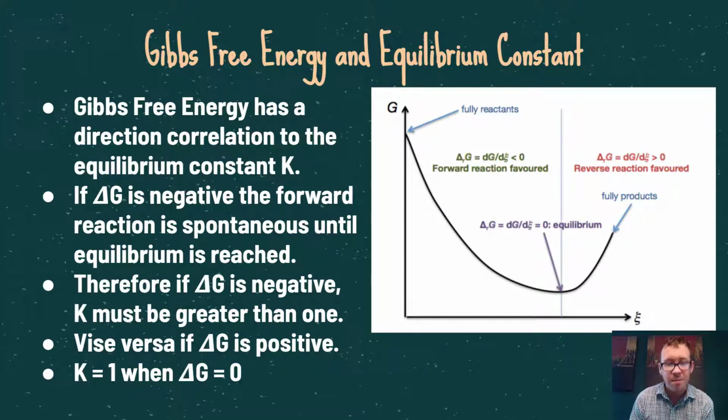If delta G is positive, then the reverse reaction is spontaneous until equilibrium is reached, and therefore our K value has to be less than 1. When K is equal to 1, delta G is equal to 0. So again, we can directly correlate the value for delta G and understand how that impacts our equilibrium constant. If we think of delta G in terms of whether a forward reaction is spontaneous or a reverse reaction is spontaneous, then we can think about that in terms of the value for K.